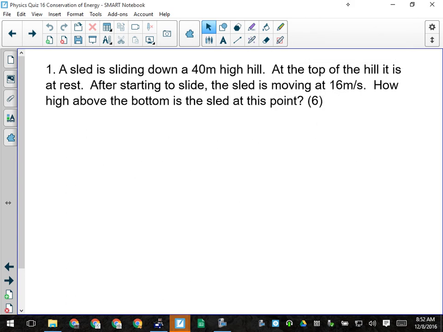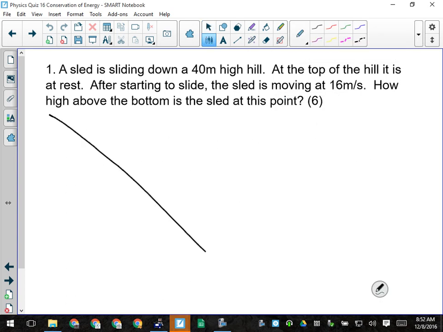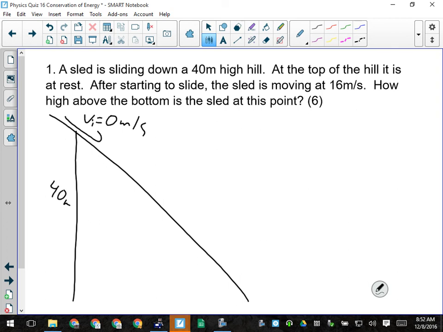Okay, so we have, just like the question at the end of class yesterday, a sled that at the top of a hill is at rest. And this hill is 40 meters tall, right? We are being asked to calculate how far above the bottom of the hill this sled is when it is moving at 16 meters per second a little bit later. All right, everybody with me there?